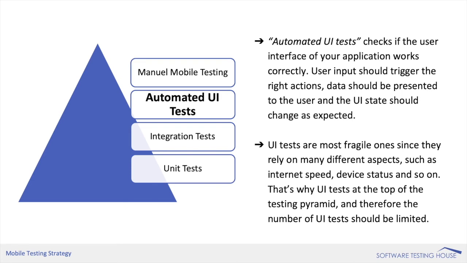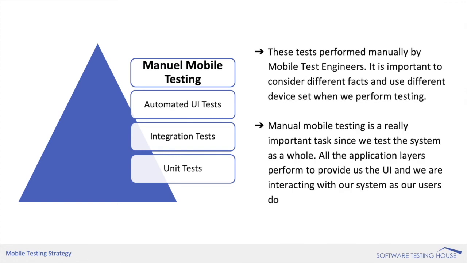UI tests are the most fragile ones since they rely on many different aspects, such as internet speed, device status, and so on. That's why UI tests are at the top of the testing pyramid, and therefore the number of UI tests should be limited. Usually we only cover the most important test cases at the UI level. For example, if you are testing a banking application, you can cover money transfer and account creation flows with your UI tests. At the very top of the pyramid now sit mobile manual tests.